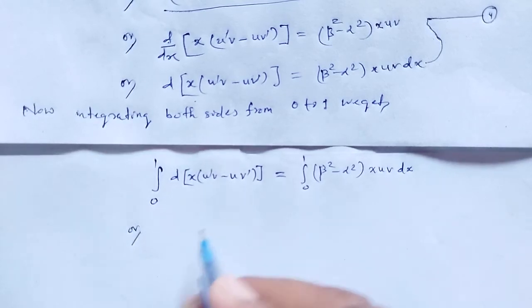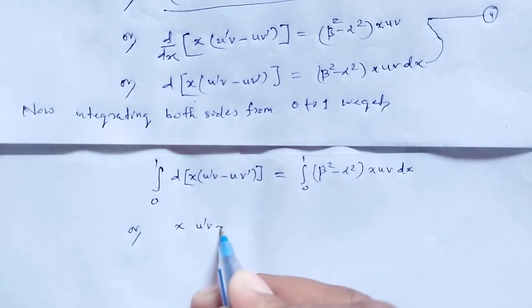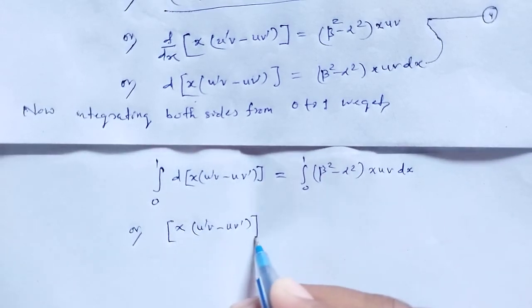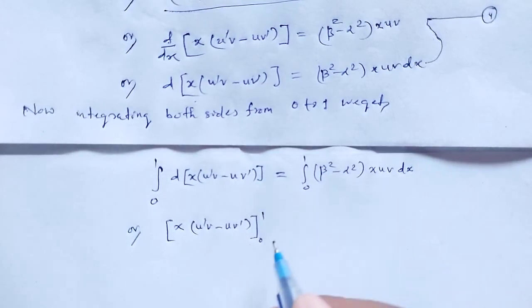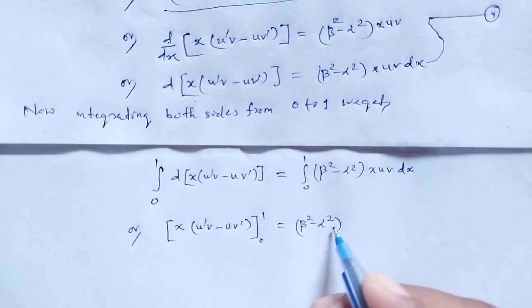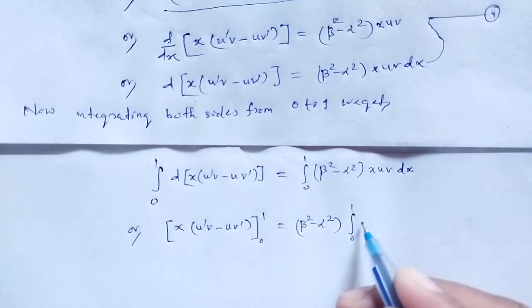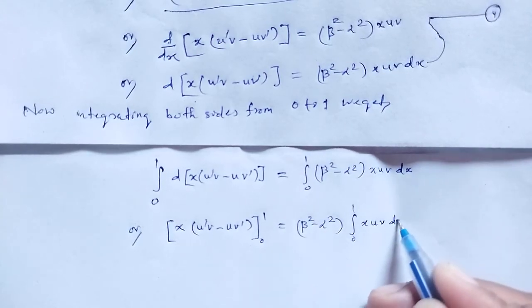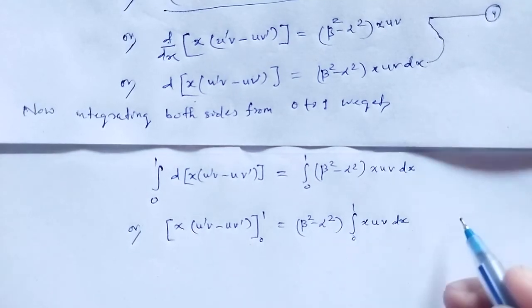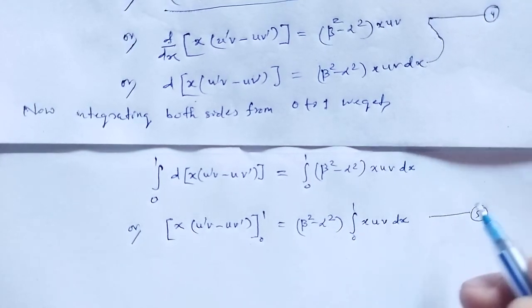Therefore, the term will be x u dash v minus u v dash, taking the limit from 0 to 1, is equal to beta square minus alpha square as constant, outside, then integration from 0 to 1 x u v dx. Okay, let me label this equation number 5.